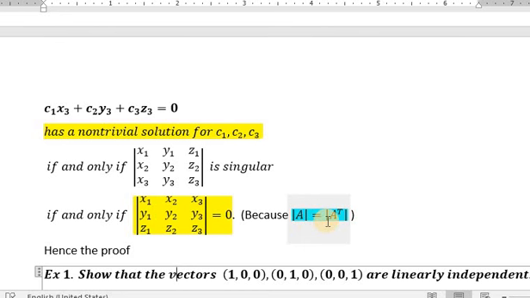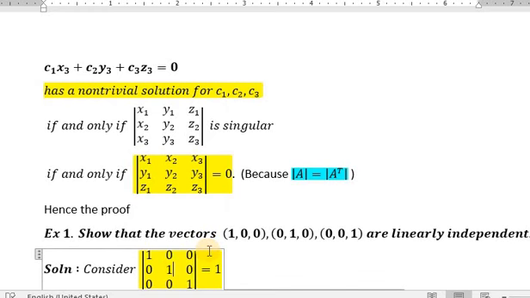Because the determinant of A is nothing but the determinant of the transpose of A. So by taking this, we prove that the determinant of the matrix with entries x1, x2, x3, y1, y2, y3, z1, z2, z3 is equal to 0. Now based on this, let us work out a few problems.